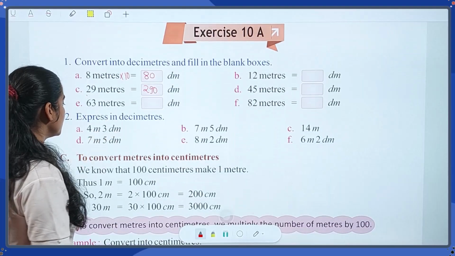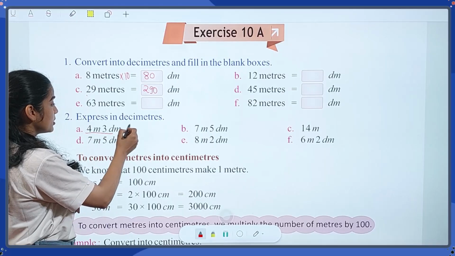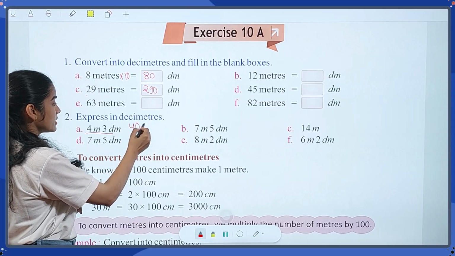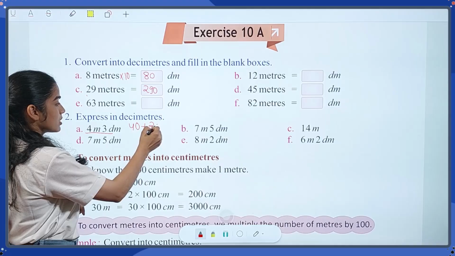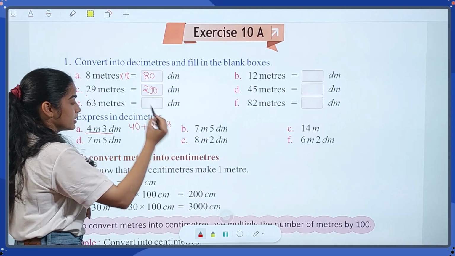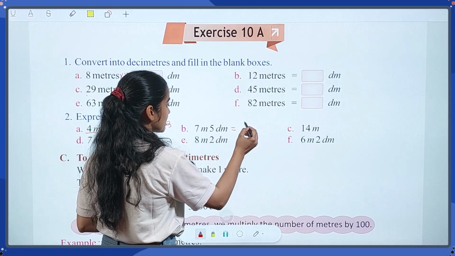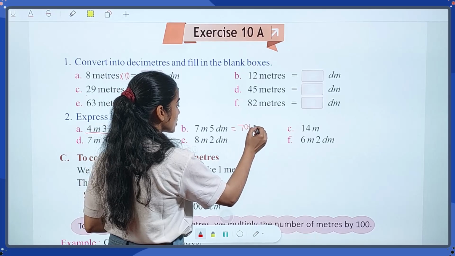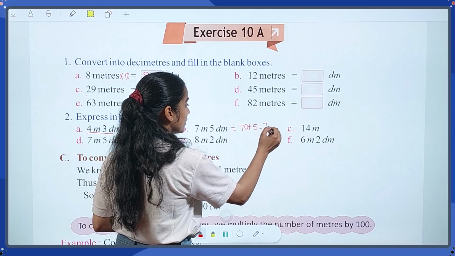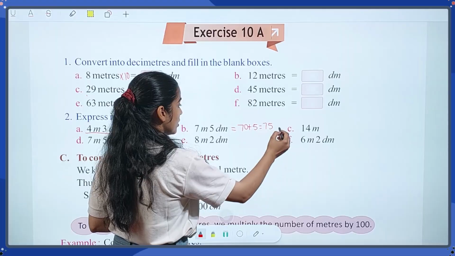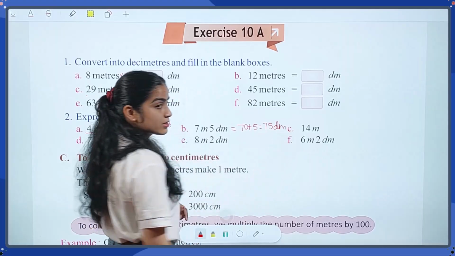Express in decimeters. How can we express this in decimeters? 4 multiplied by 10 is 40 decimeters, plus 3, which is equal to 43 decimeters. 7 multiplied by 10 is 70, plus 5, which is equal to 75 decimeters. So you simply write your answers.